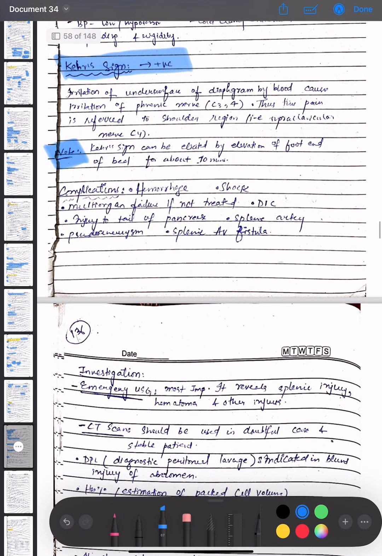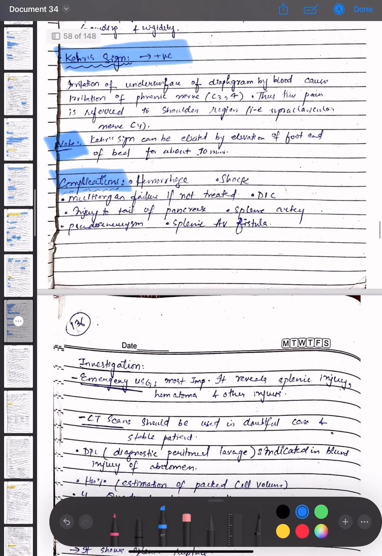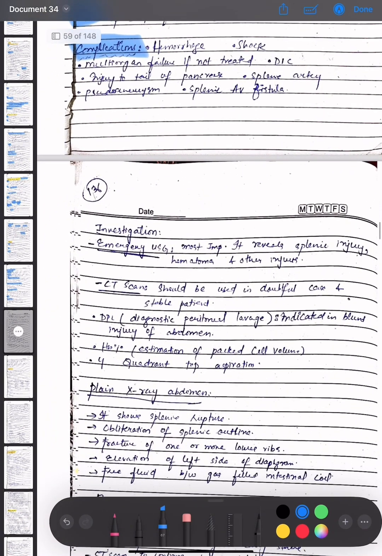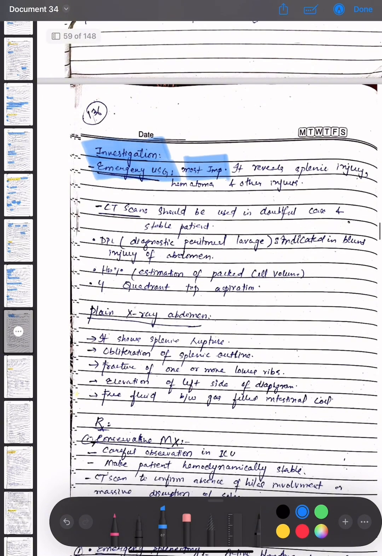What are the complications? These are hemorrhage, shock, multi-organ failure if not treated, DIC, injury to tail of the pancreas, splenic artery pseudoaneurysm, splenic AV fistula. The investigation options are emergency ultrasonography, which is the most important. It reveals splenic injury, hematoma, and other injuries. CT scan is done, which should be used in doubtful cases and stable patients.